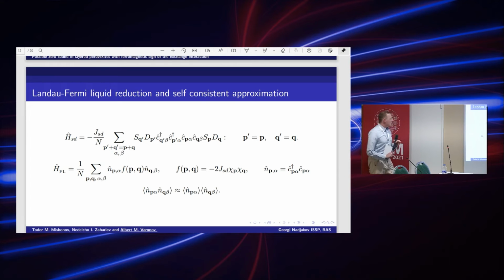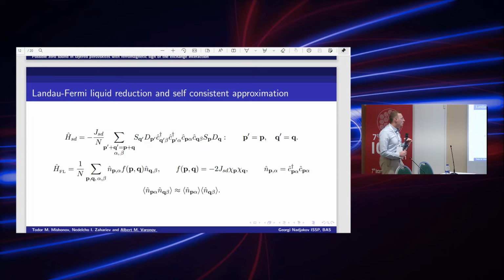And similarly to the BCS reduction, we perform a reduction for the Landau Fermi liquids, where we approximate that as one electron goes from 3d to 4s, it does not change its momentum, and the other electron also. We have the destruction and creation Fermi operators, and the self-consistent approximation is visible at the bottom, which is the averages.